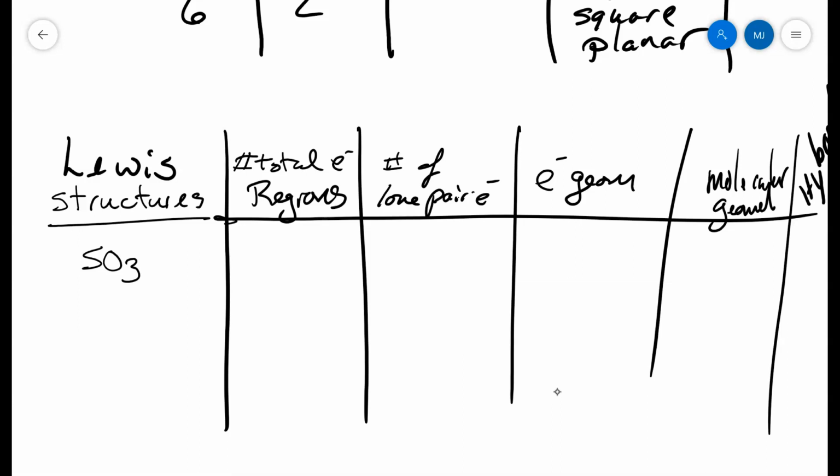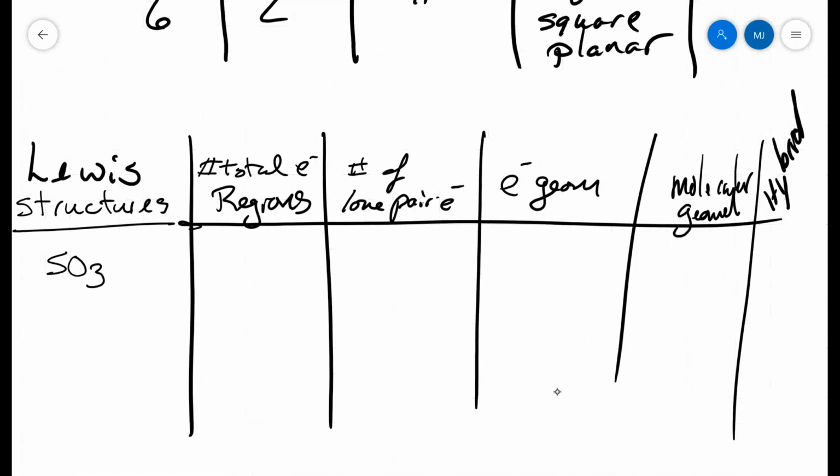Because on the test, 30 points of your next test is exactly what I've just drawn right here. I'm going to give you a compound. You will draw the Lewis structure. You will tell me the total electron regions. You will tell me the number of lone pairs. You'll tell me electron geometry, and you will tell me molecular geometry, and you will tell me the hybrid orbital. So if you can, this is the best way to get ready for that.